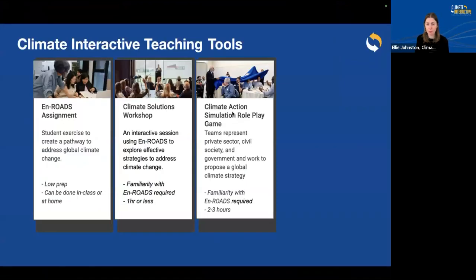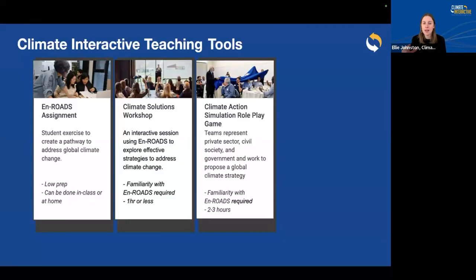So the third approach that we have is the climate action simulation role play game. Building on what we do with the workshop, this is a bit more in depth. Generally, we run it from 2 to 3 hours, but I know professors who really like to take upwards of 4 hours or divide this experience across multiple class sessions. Say if you're only working with 1 hour at a time, you could break it across 2 or 3 different classes.